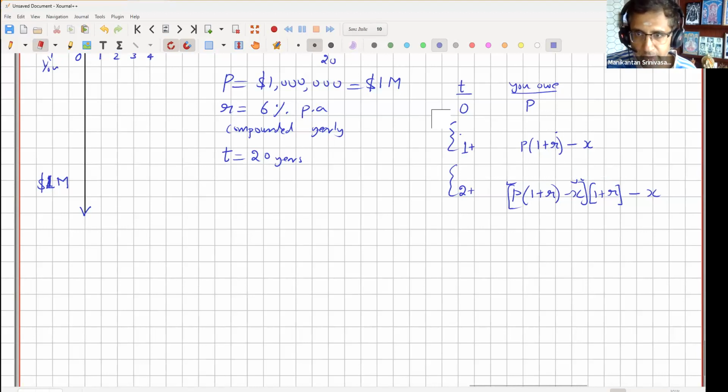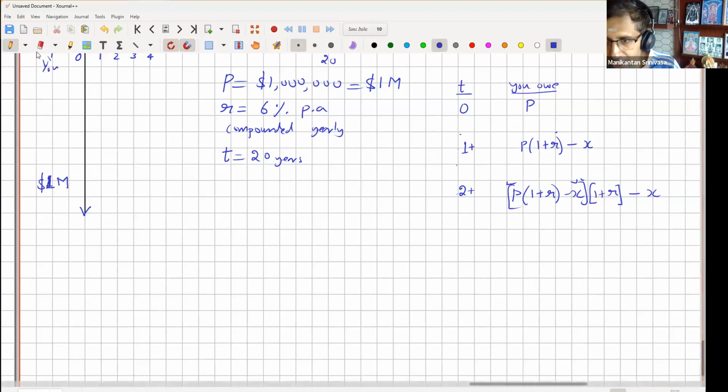Right after the payment is made. So 1 plus means just a millisecond after 1 year has elapsed, I've made my payment, and therefore my balance is this. Now, if this continues for 20 years, just right after 20 years, I'll have a big expression, and I would have just made my last payment, right? And this amount finally should evaluate to exactly 0.